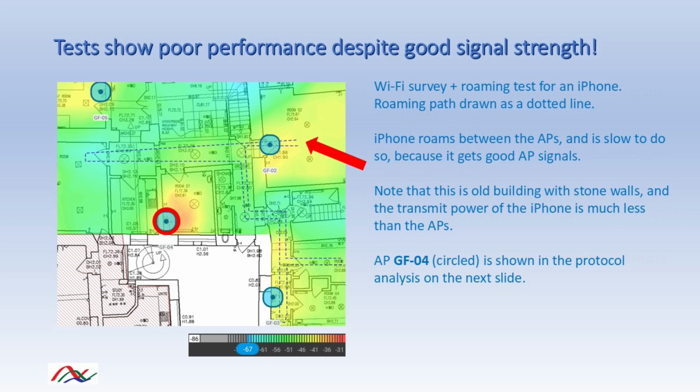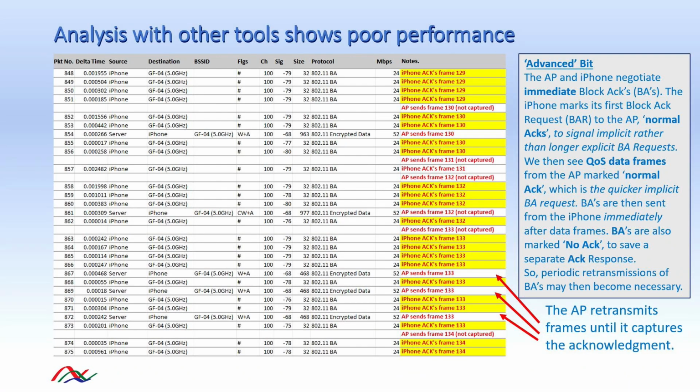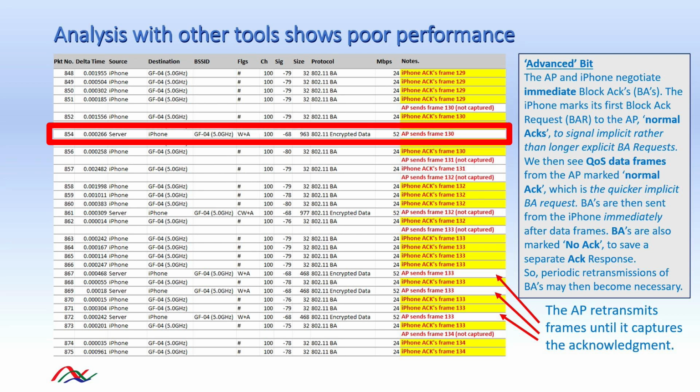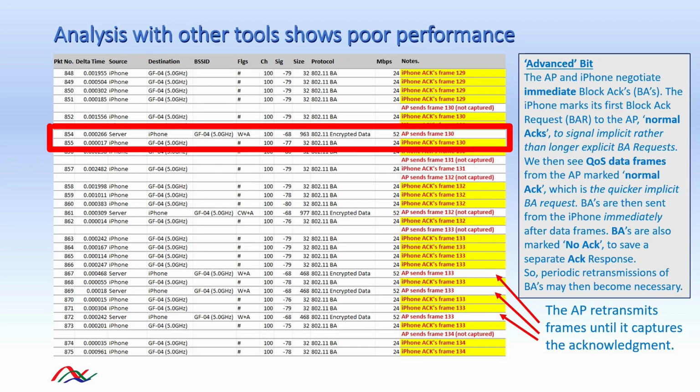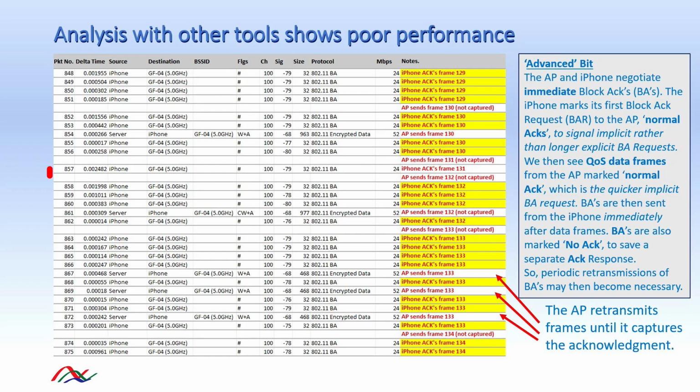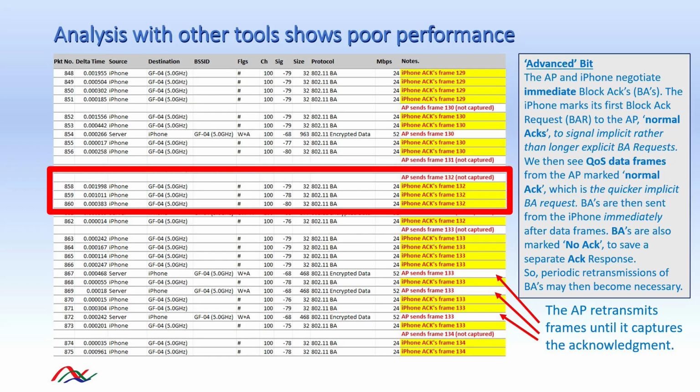This covers the time when the iPhone is connected to AP GF-04 circled in red. So, in the test, the iPhone receives data from a server that is passed through the AP. The options for this connection are for the iPhone to then immediately and implicitly send an acknowledgement to the AP, a block ACK or BA, when it gets a message frame. The iPhone doesn't mandate an acknowledgement to its BAs, so it may send more BAs periodically to make sure that they're received.